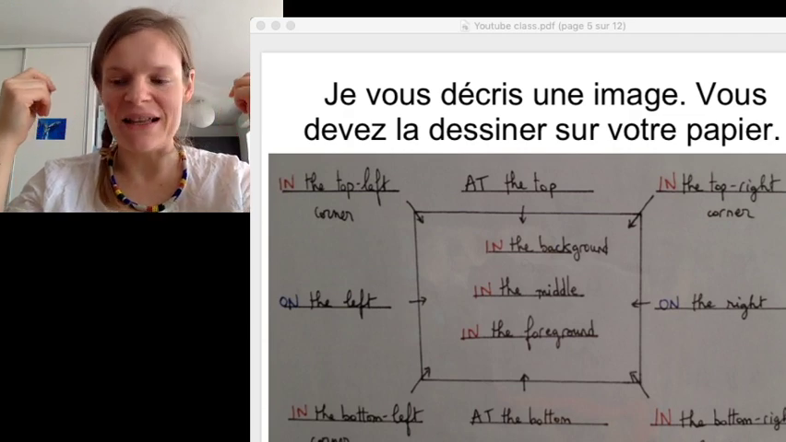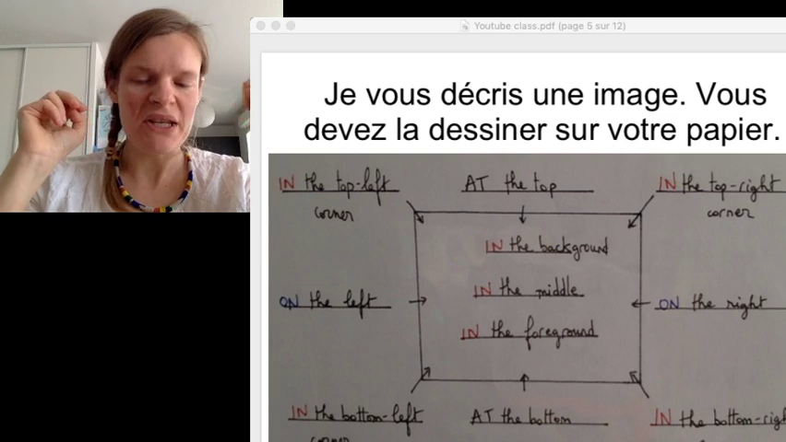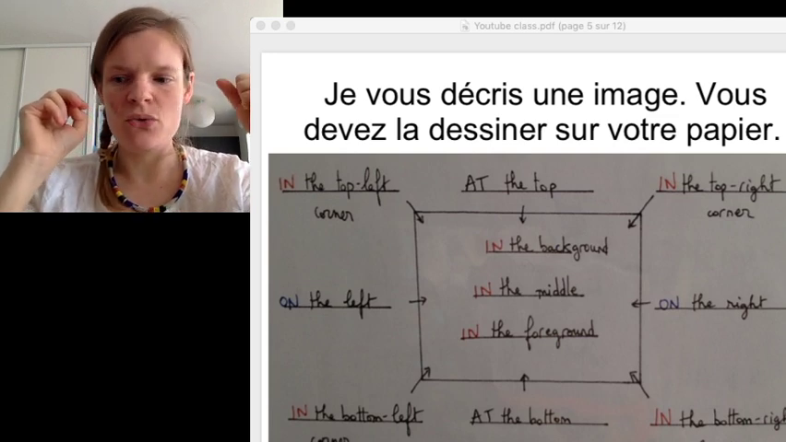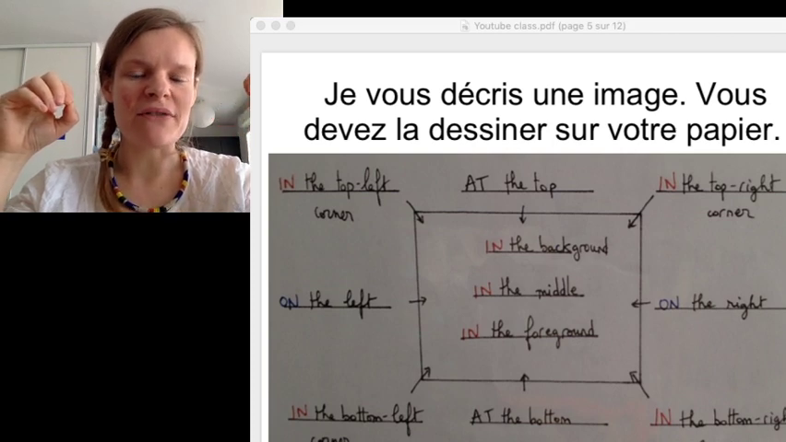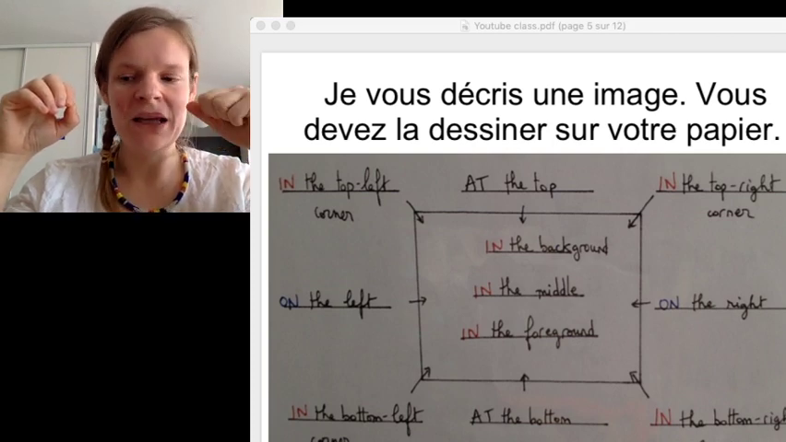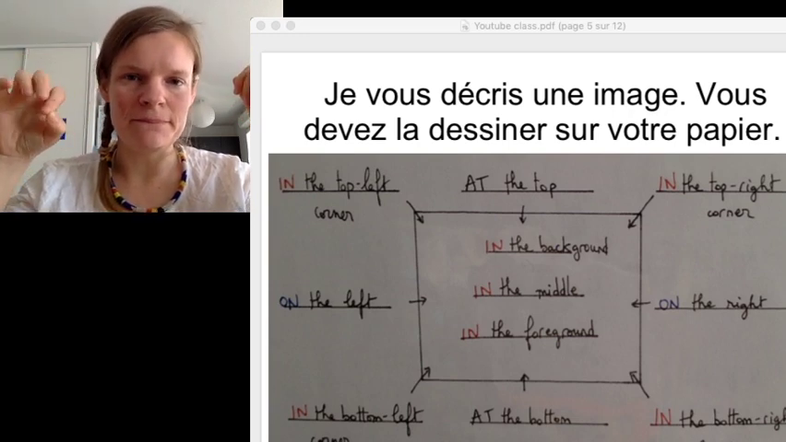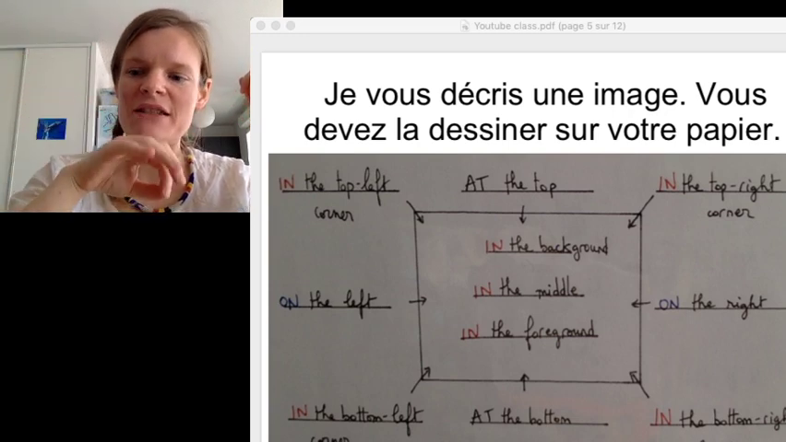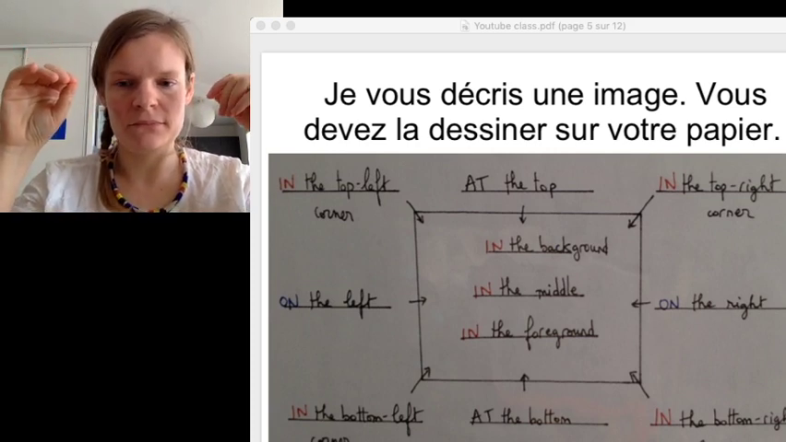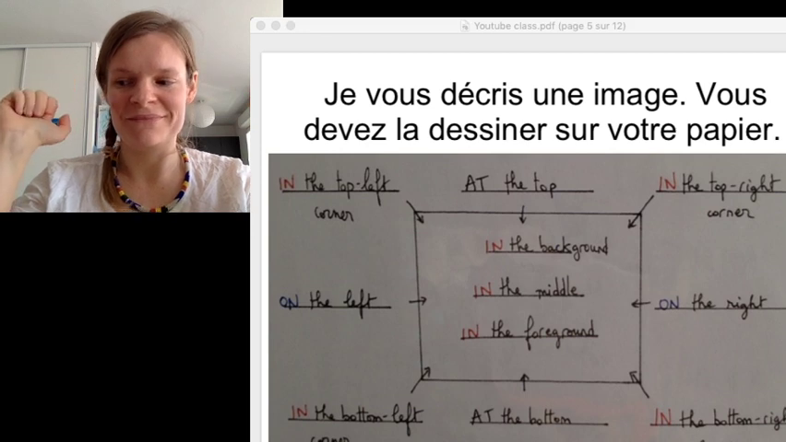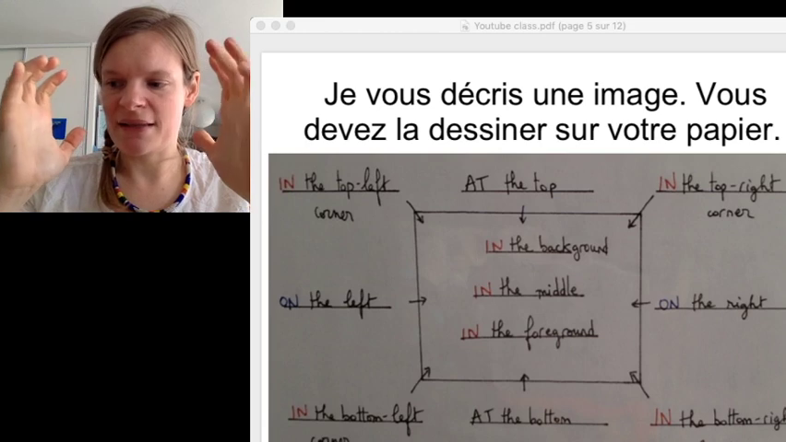Above the heads of the men in the middle, you have two speech bubbles. Speech bubbles are what you have in comic books to indicate that a person is speaking. Okay, so that's speech bubbles. You have two of them. So that's the four men in the center.